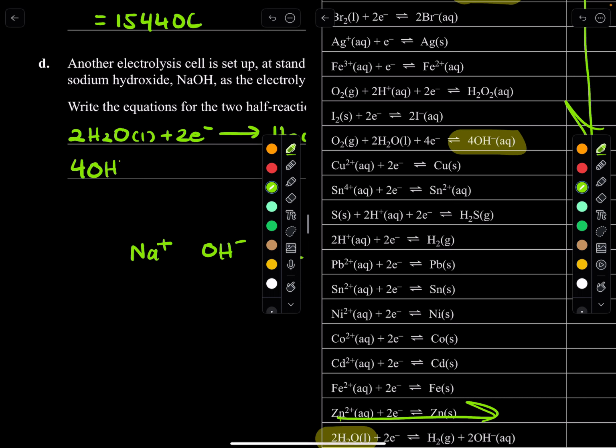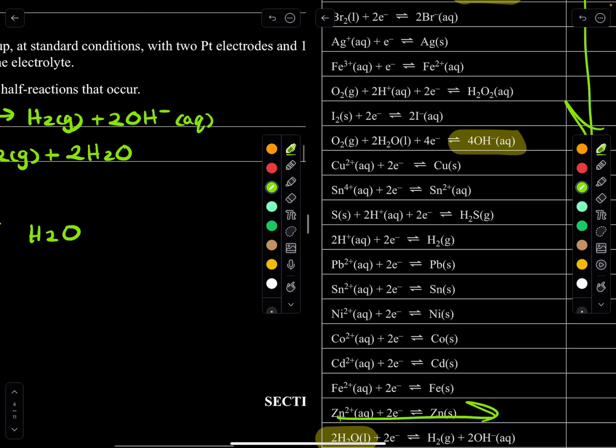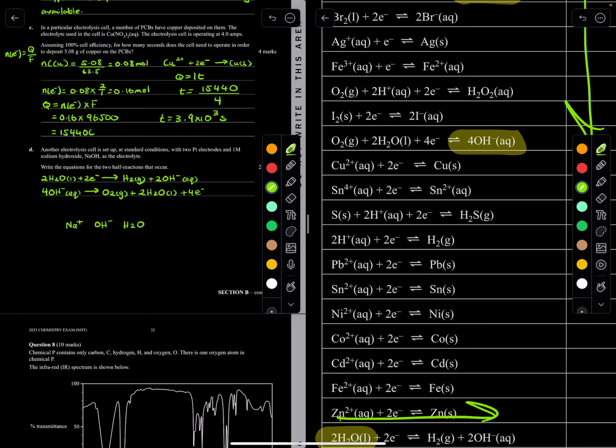4 OH⁻ (aq) gives us oxygen gas, 2H2O (liquid), and plus 4 electrons. And that is it. Jackpot.